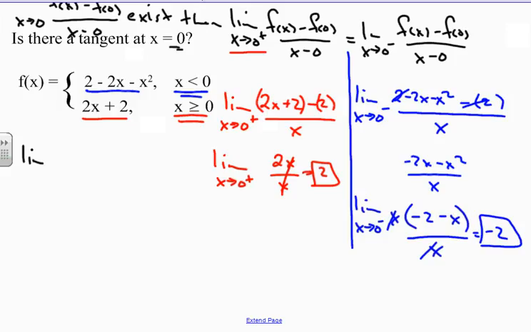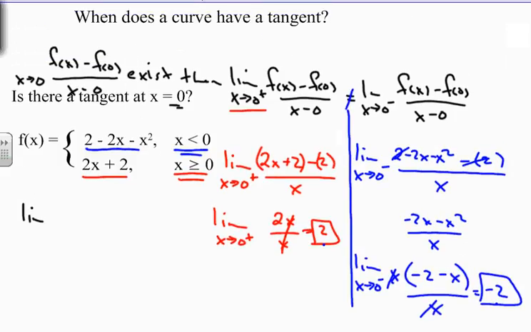So the limit as we approach here is 2. As we approach here is negative 2. Because we approach two different values, what happens is that this right here is what we call a corner. We'll look at that graphically in a second, but this will be a corner. But these two are not equal. Therefore, is there a tangent at x equals 0? The answer in this case is a resounding no. The slope to the right is equal to 2. The slope to the left is negative 2.